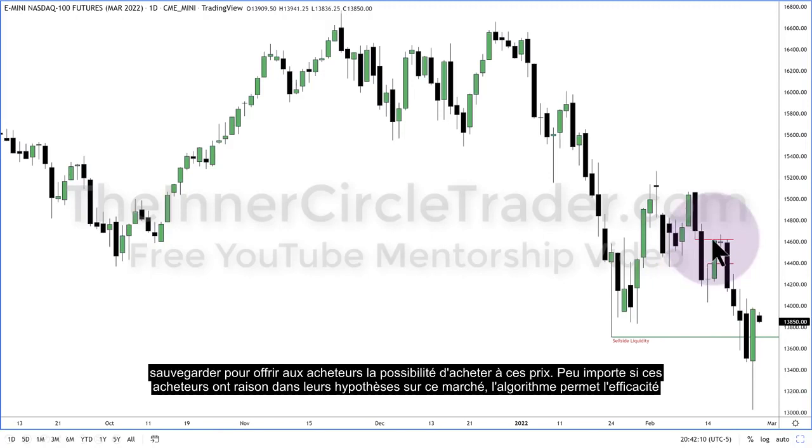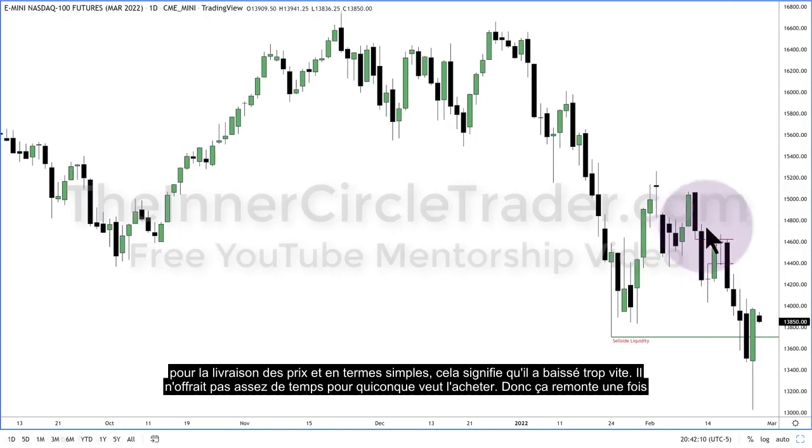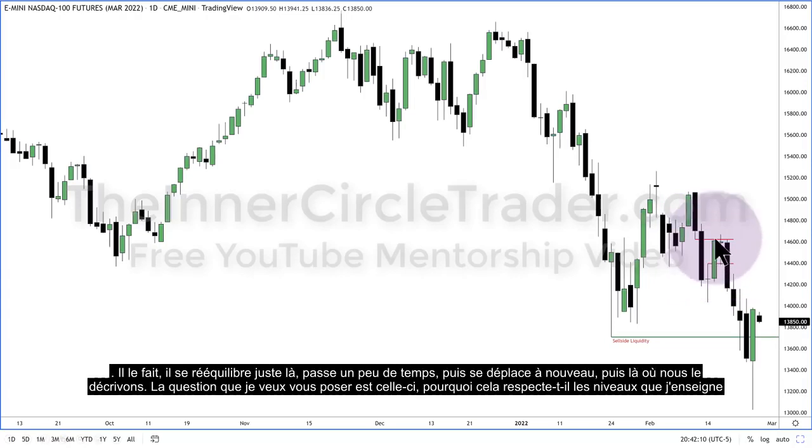It matters not if those buyers are correct in their assumptions about this marketplace. The algorithm is allowing efficiency for price delivery. And in layman's terms, it means it went down too quick. It wasn't offering enough time for anyone that wants to buy it. So it goes back up. Once it does that, it rebalances right there. It spends a little bit of time and then displacement again, and then right to where we were outlining it.